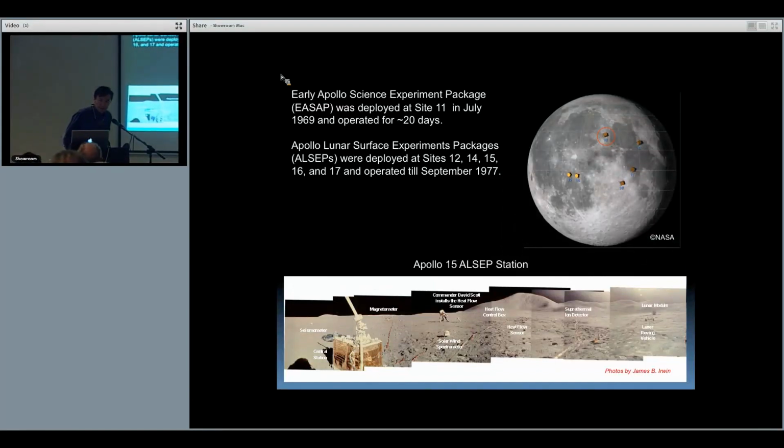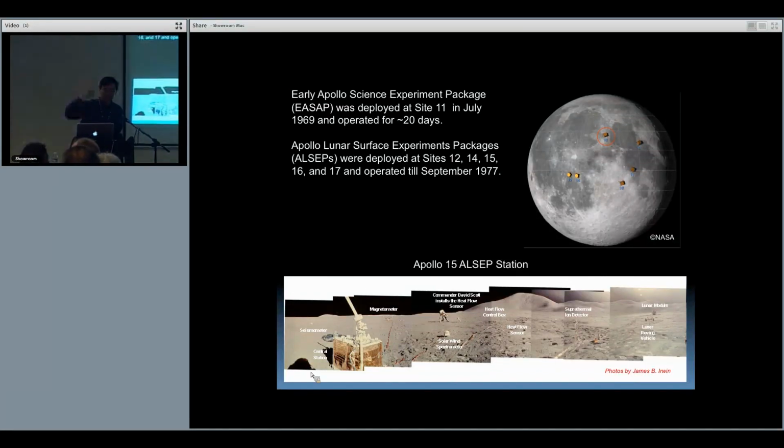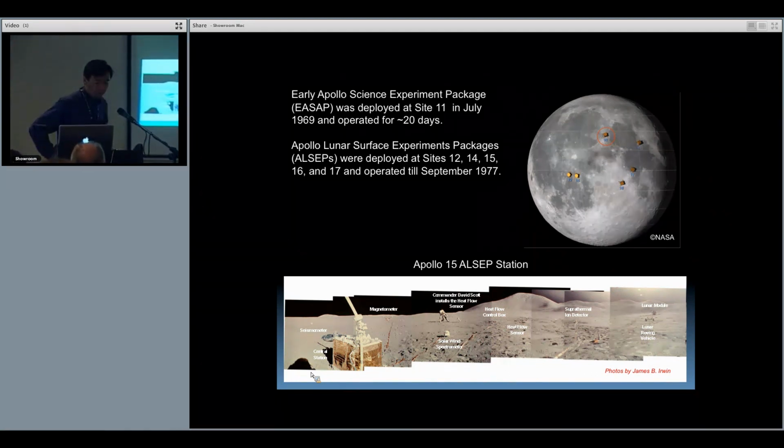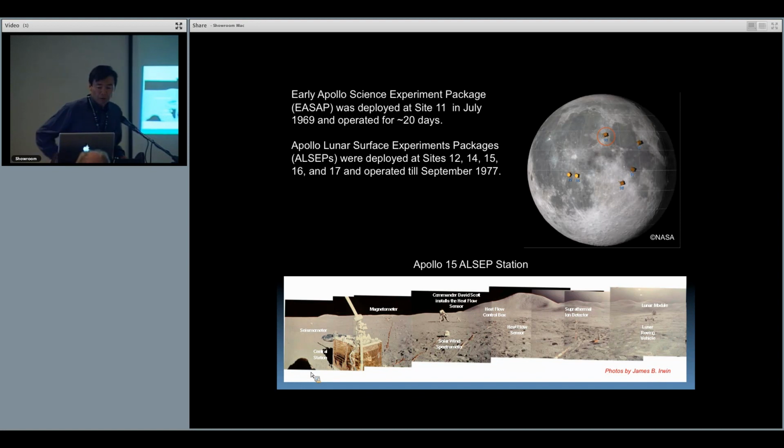So I guess I don't need to explain what ALSEP stands for, right? Everybody in this room knows it. But during the Apollo missions, astronauts deployed a group of scientific instruments at every landing site. They're collectively called Apollo Lunar Surface Experiment Packages.